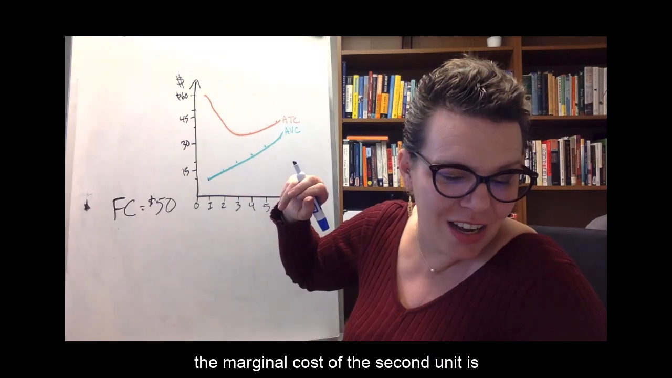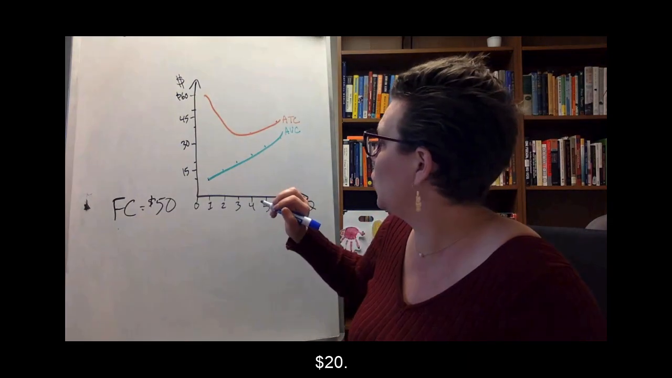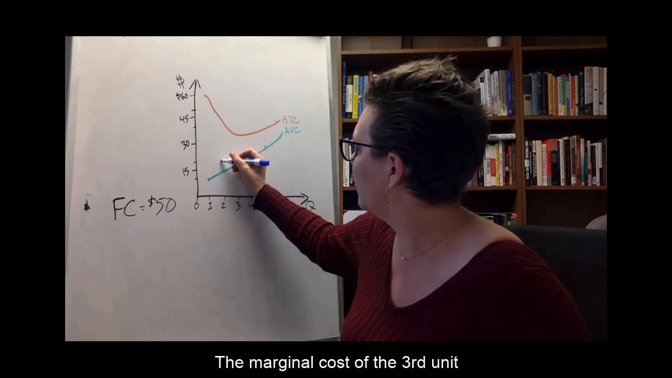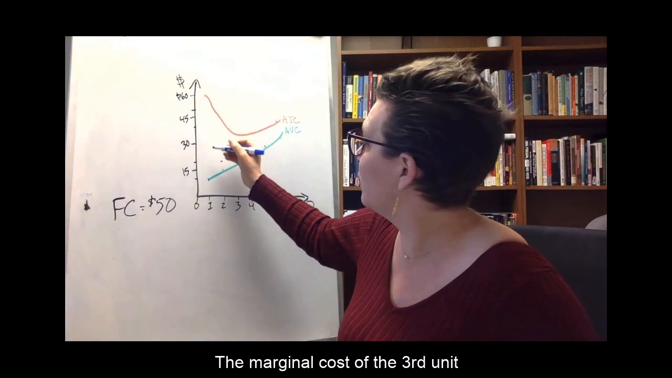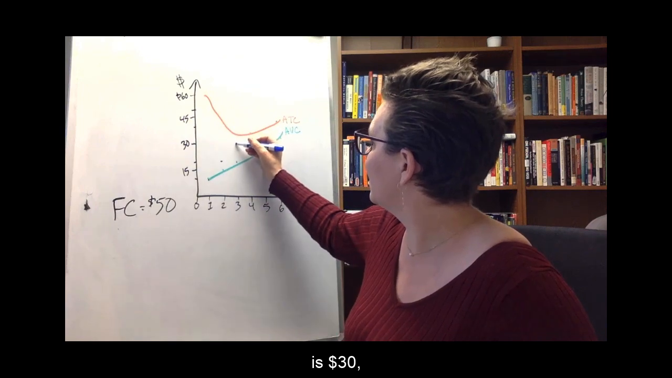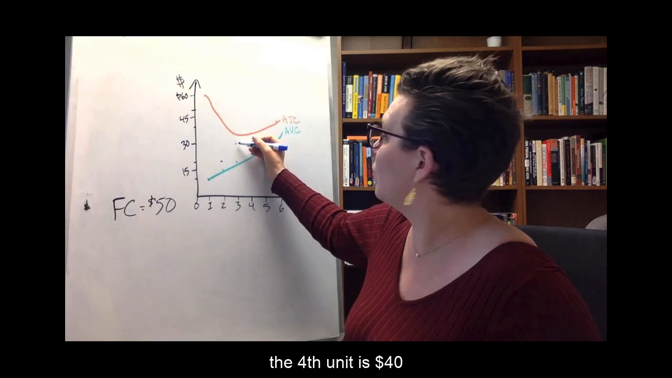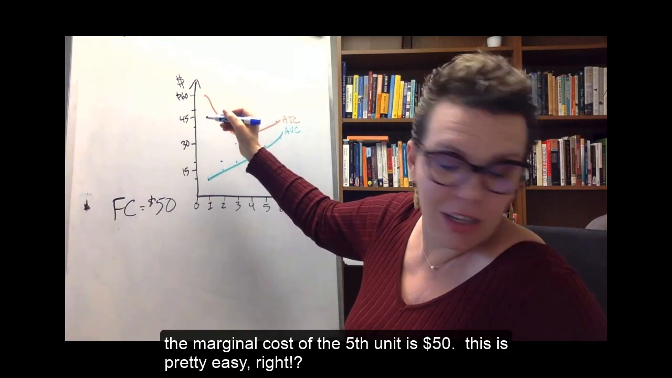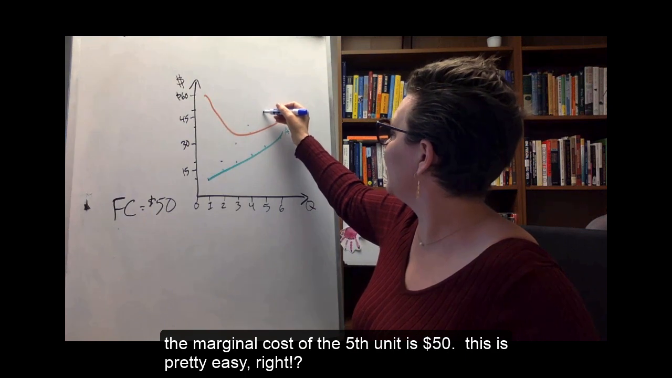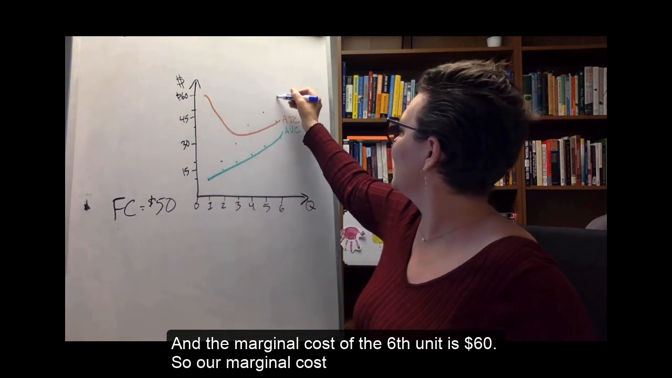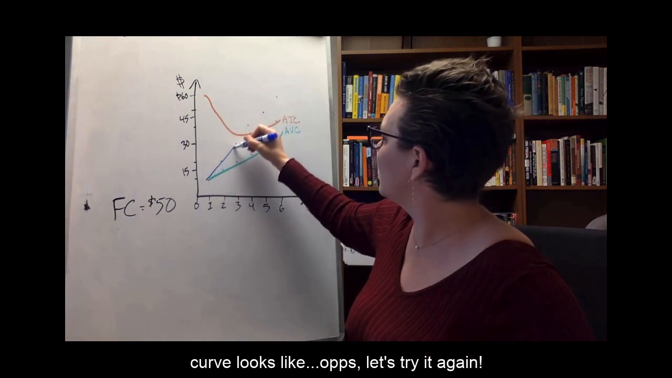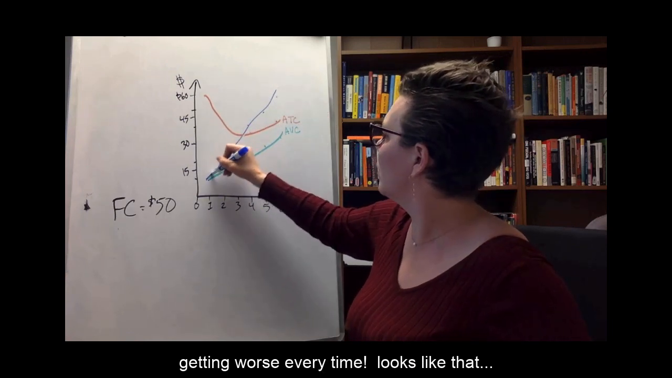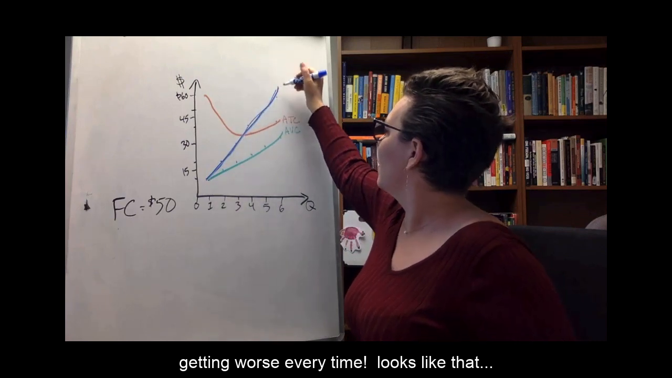So, that being said, the marginal cost of the first unit is $10. The marginal cost of the second unit is $20. About here. The marginal cost of the third unit is $30. The marginal cost of the fourth unit is $40. The marginal cost of the fifth unit is $50. This is pretty easy, right? And the marginal cost of the sixth unit is $60. So our marginal cost curve looks like, oops, let's try it again. Oh, I'm getting it worse every time. That.